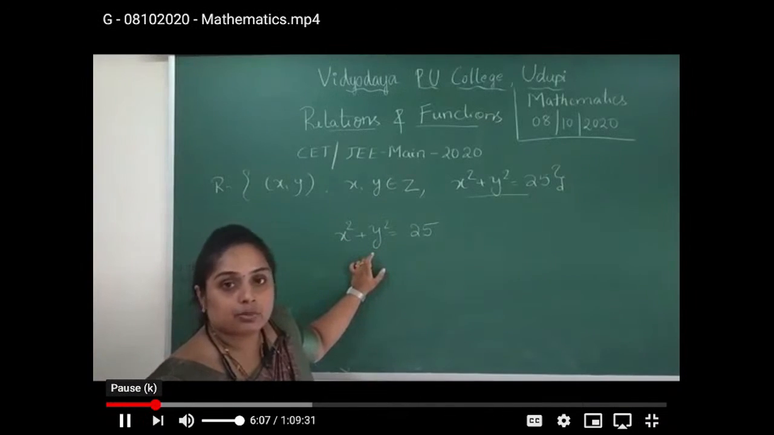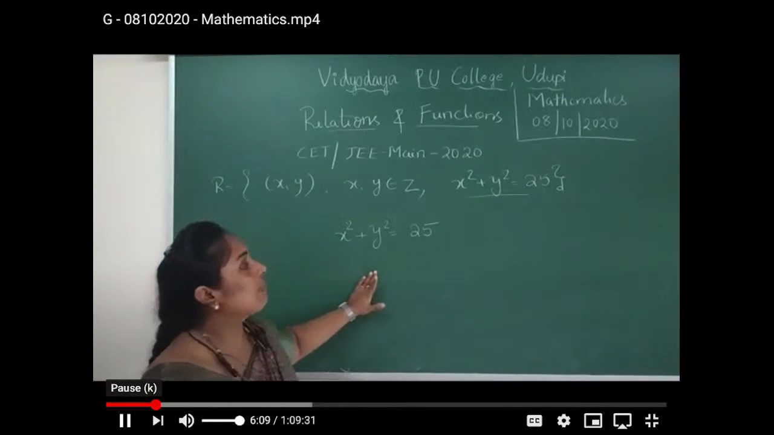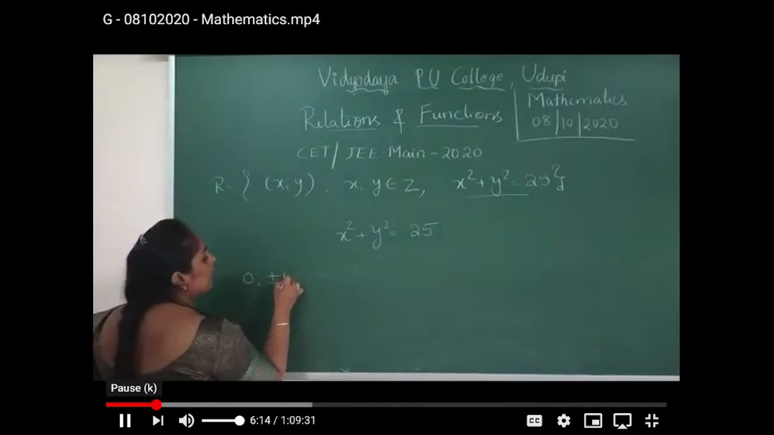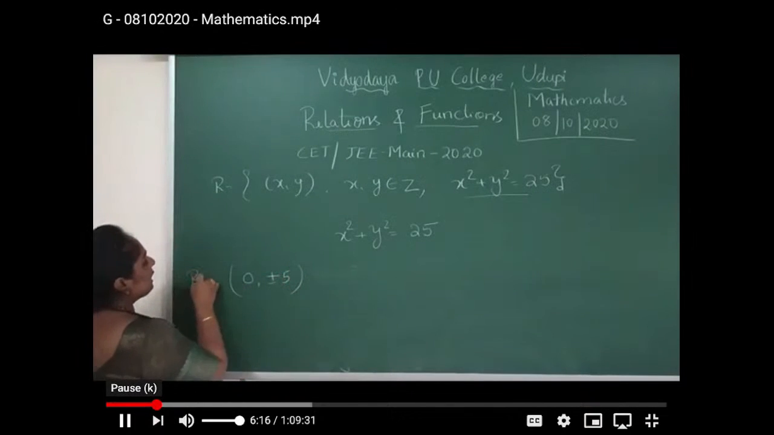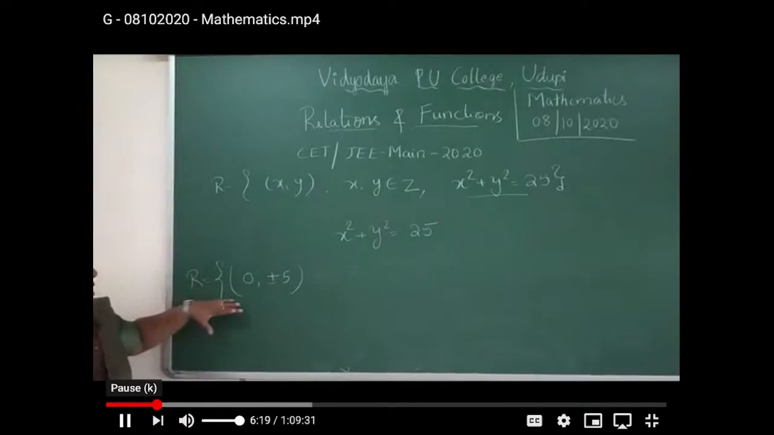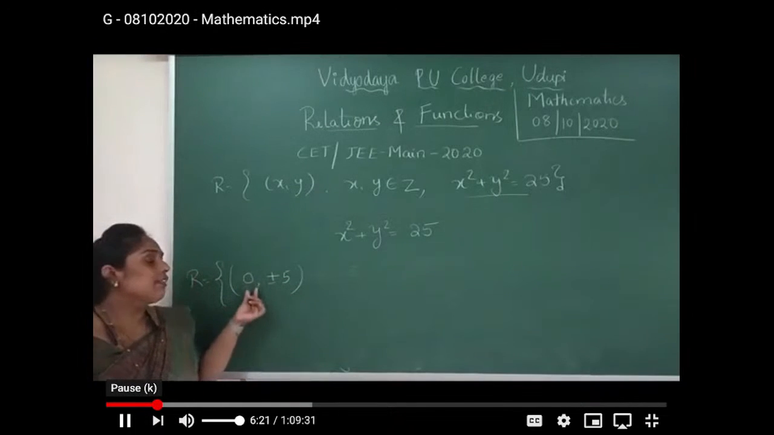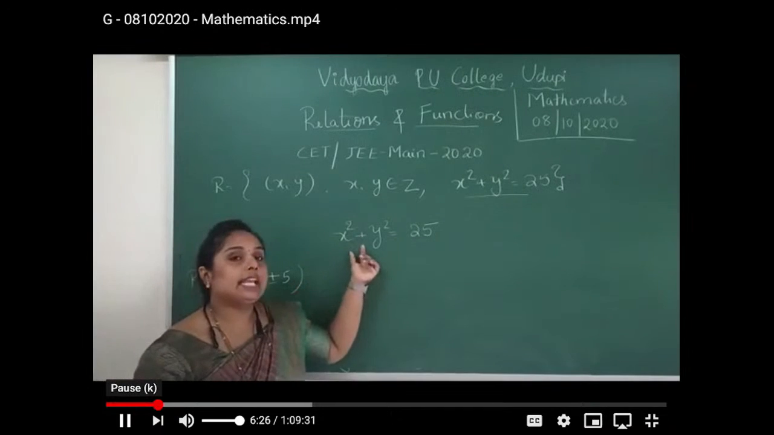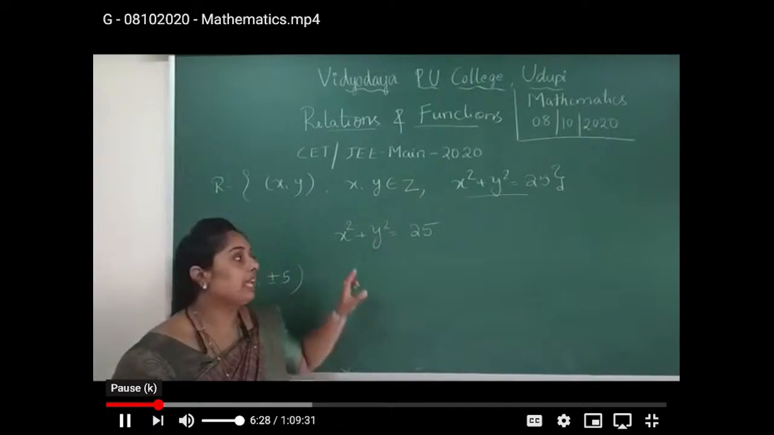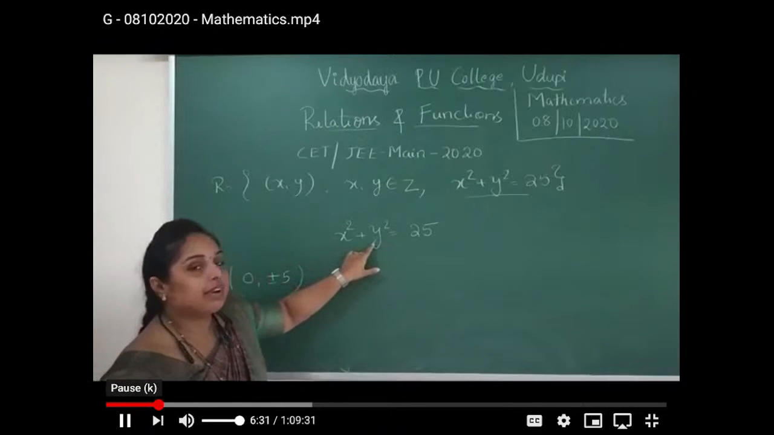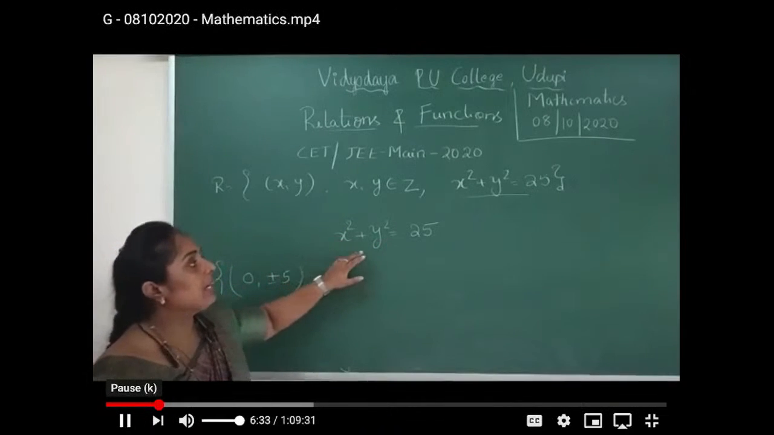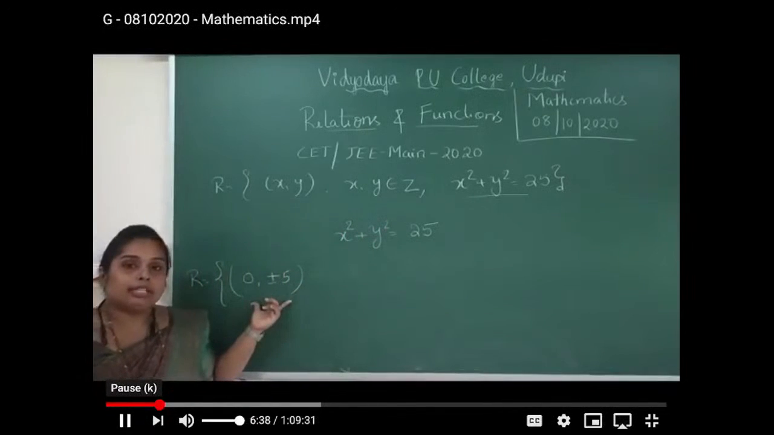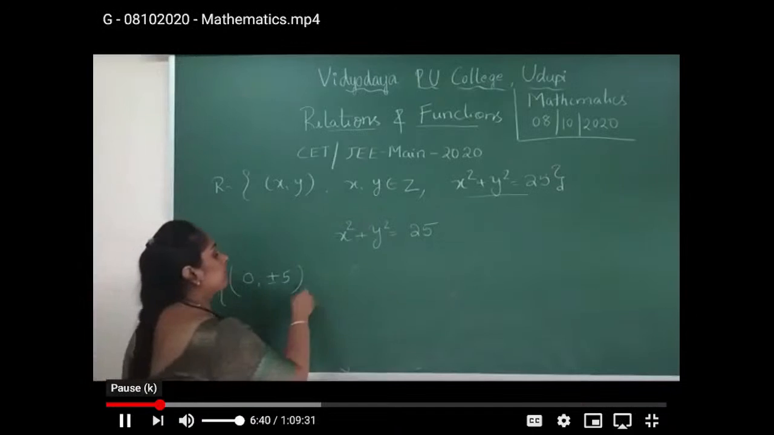Can I put minus 5? Minus 5 square is also 25. So the first ordered pair can be 0, plus or minus 5. What I am writing is the relation. First I will define the relation. If x is 0, y can be plus or minus 5, so that I get x square plus y square as 25. 0 square plus 5 square is 25. 0 square plus minus 5 the whole square is also 25. So I got one element, that is 0, plus or minus 5.